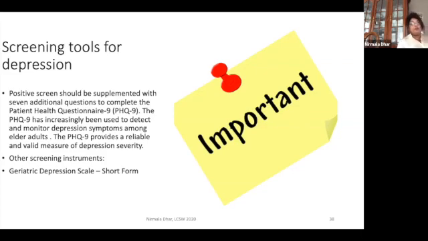But there are other screening instruments too, such as the Geriatric Depression Scale. In short, we call it GDS. GDS-15 is a shorter version. There's a 30-question one, and then there is a 15-question one. And I know many people tell me, Nirmala, my client or my consumer has vision problems. She's not going to read 15 questions.